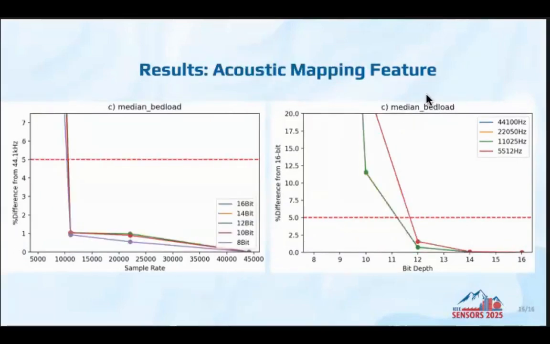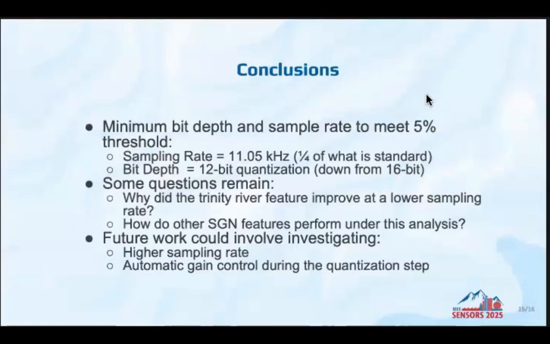The median bedload, the acoustic mapping feature, was very clearly fine at 12 bit depths and then shot off after that. And the sample rate also down to 11 kilohertz. So overall, the minimum bit depth and sample rate to meet the 5% threshold, with the exception of the impulse centroid, is 11 kilohertz, which is about 1/4 of what's standardly used, and 12 bit depth, which is down from 16.